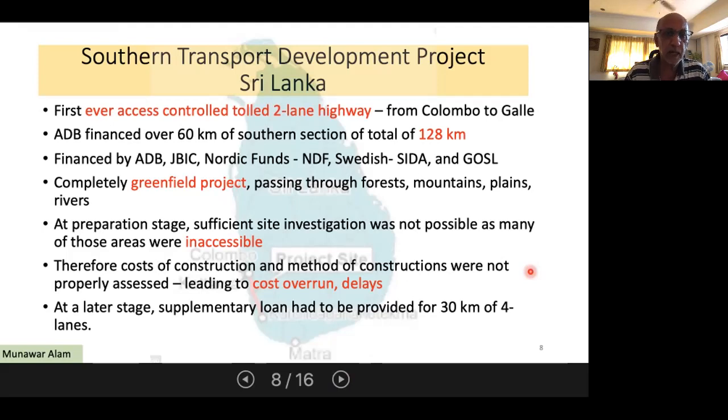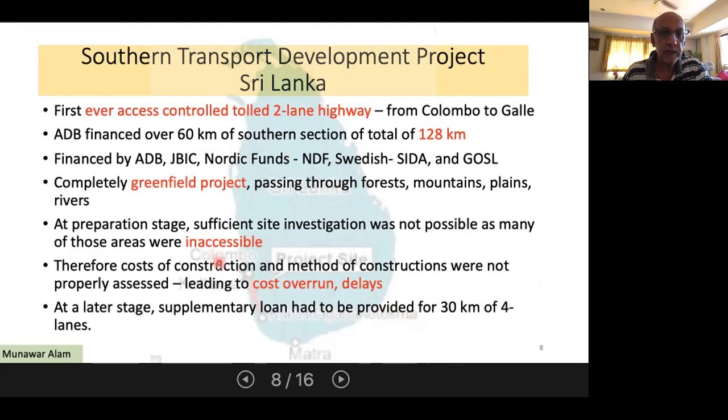The cost was so high that earlier the ADB had provided the original project with 90 million US dollars, and plus of course the JPEG funding was there, and supplementary loan had to be processed of the same amount, because at that time there was a cap on the value of supplementary loan that could be provided. So it could not be more than the original loan.